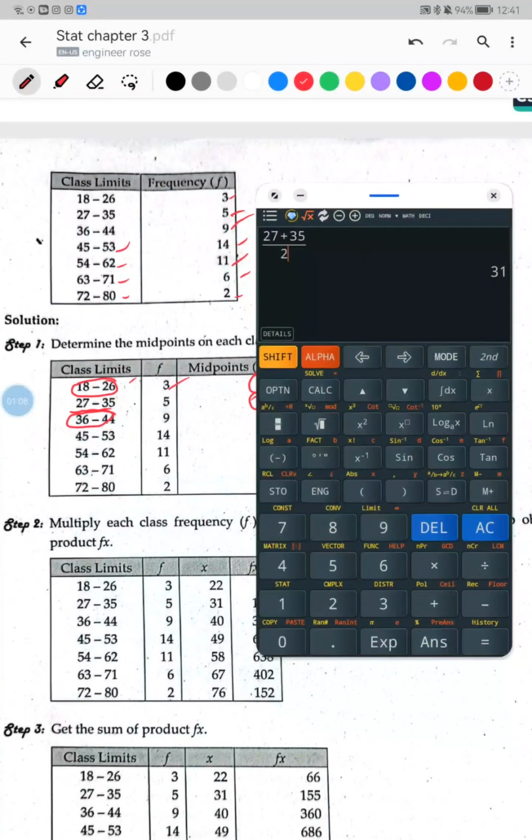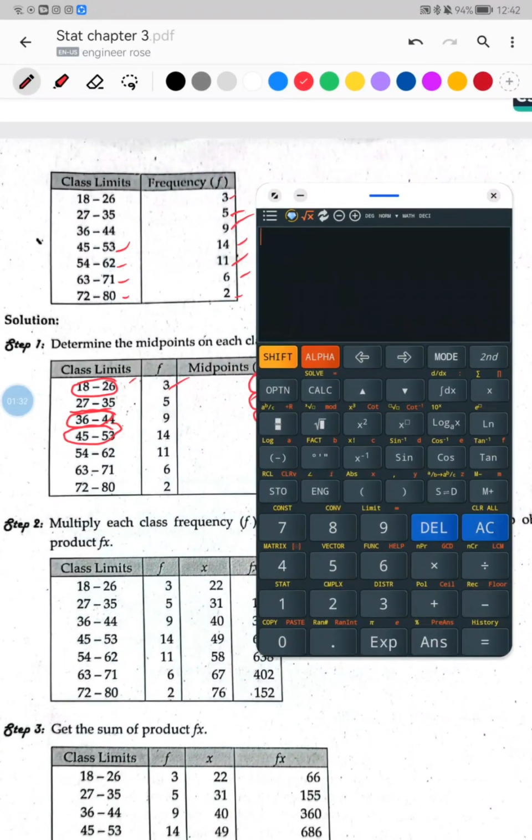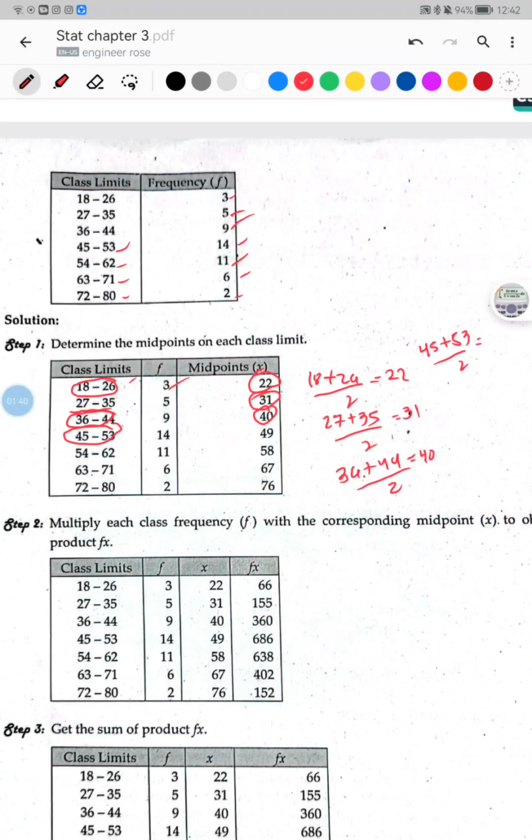How about this one? 36 plus 44 over 2, that is 40. Next is 45. 45 plus 53 over 2. Let's check: 45 plus 53 over 2 is 49. That is correct.